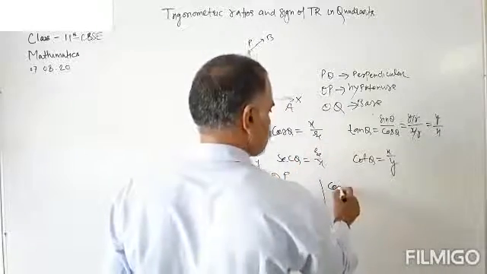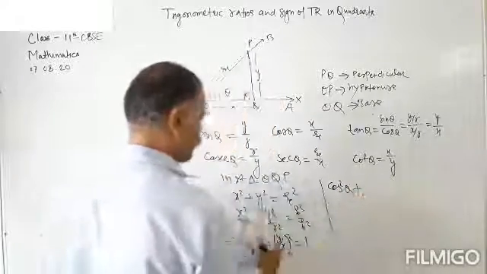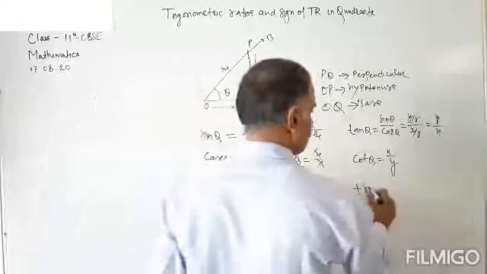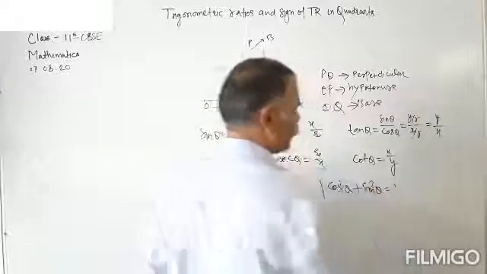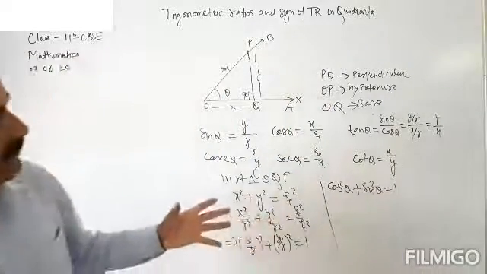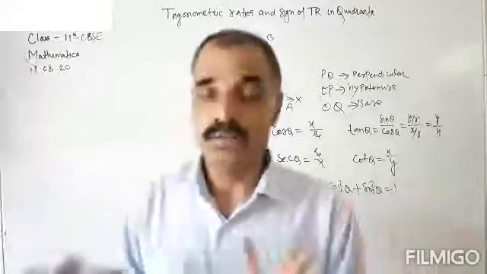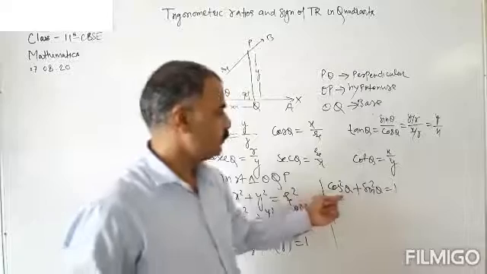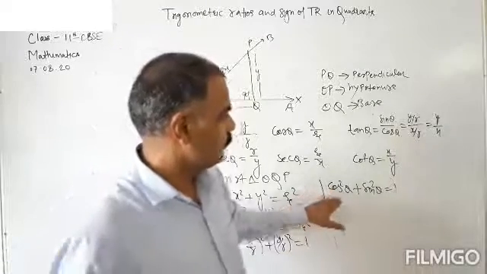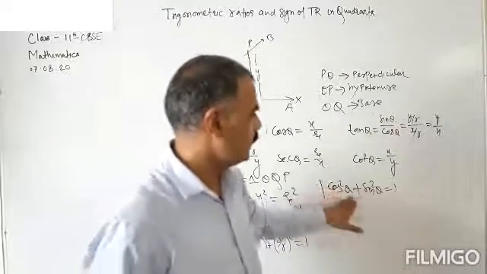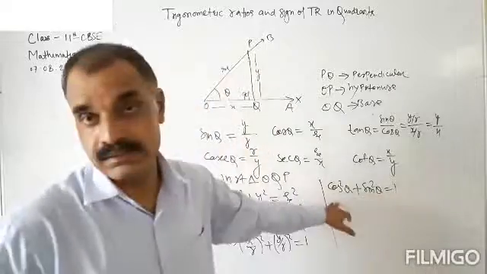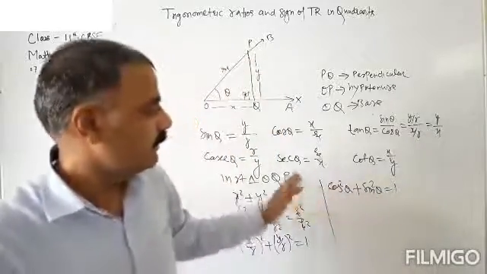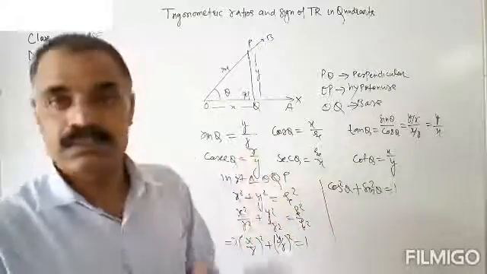So cos square theta plus y upon r is sin theta, sin square theta is equal to 1. So cos square theta plus sin square theta is equal to 1. Okay, now you can divide this trigonometric identity by sin square theta.